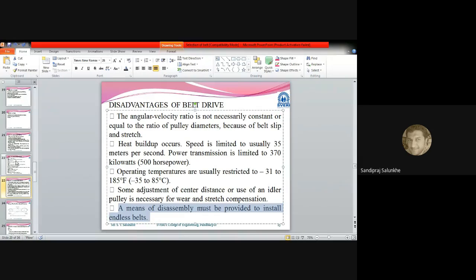Okay, up to this, do you have any question? Because this part we have completed. We are going now to the selection of belts. Do you have any question related to the part which we have covered from this unit? Hello?